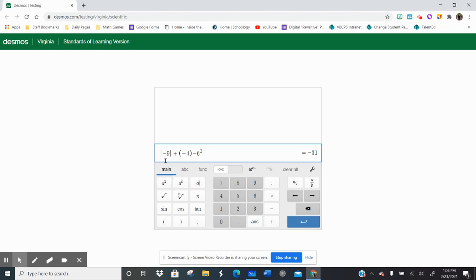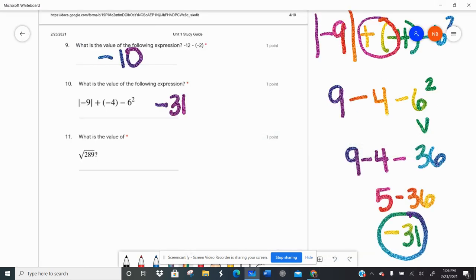So absolute value of -9 plus -4 minus 6². So it's always good to make sure you typed in your problem the way that it was written on your test. And I'm just modeling that for you to make sure that you don't make that same mistake. So -31. Here we go. Now we're winner, chicken dinner. Whew! Now that we made it through that order of operation problem, let's forget that ever happened to us.